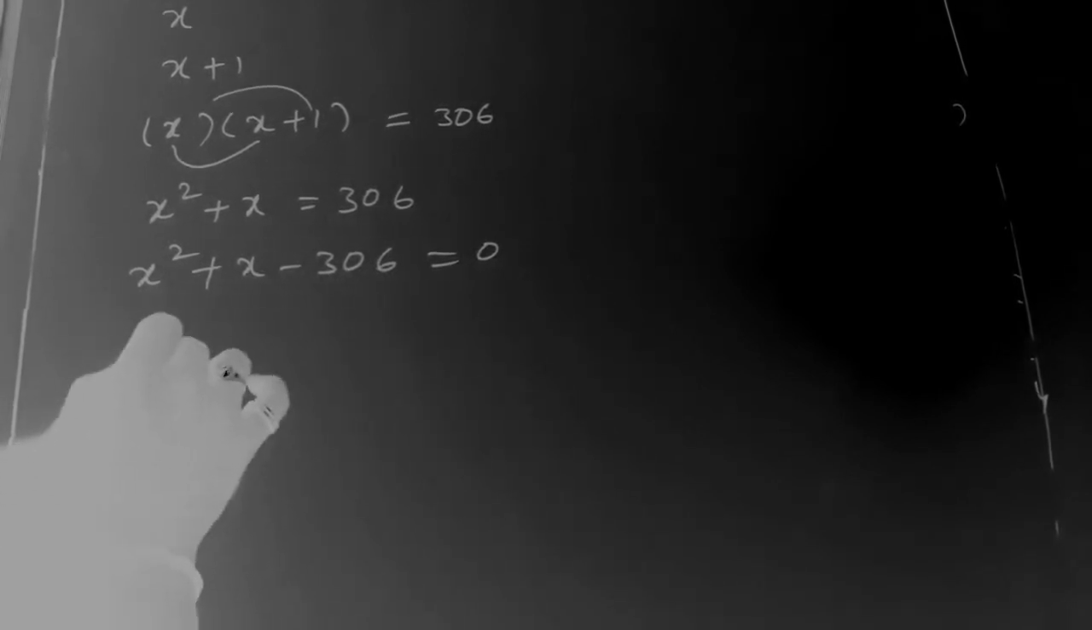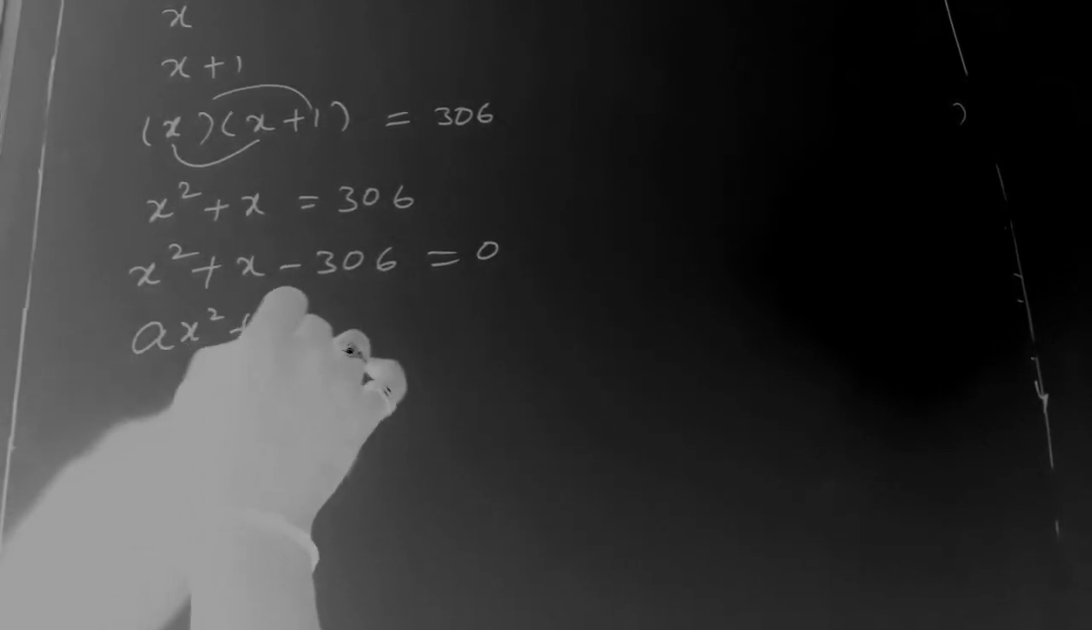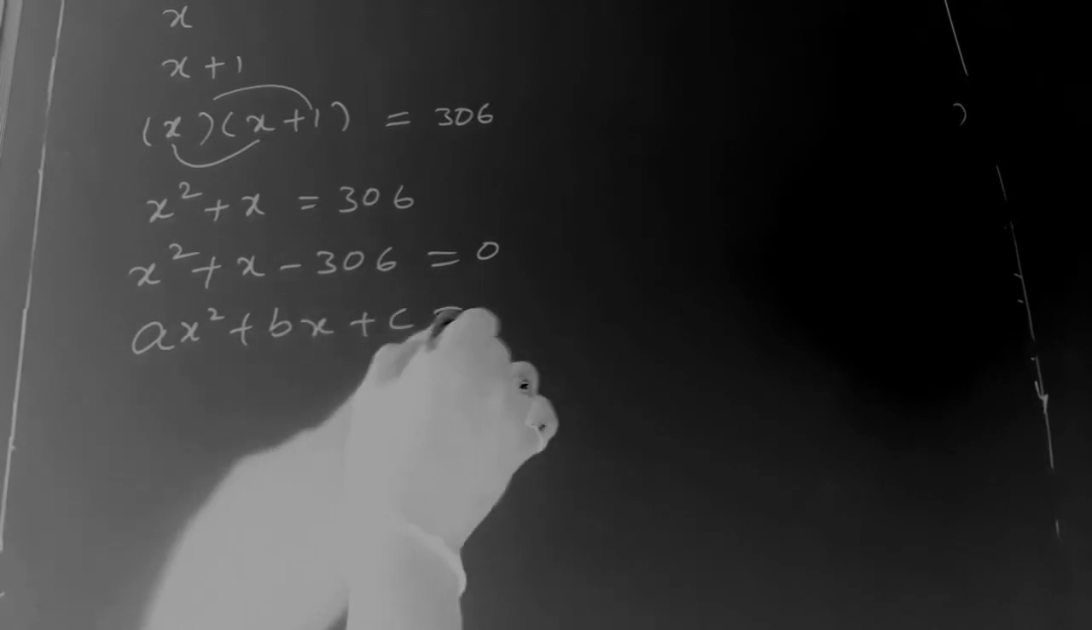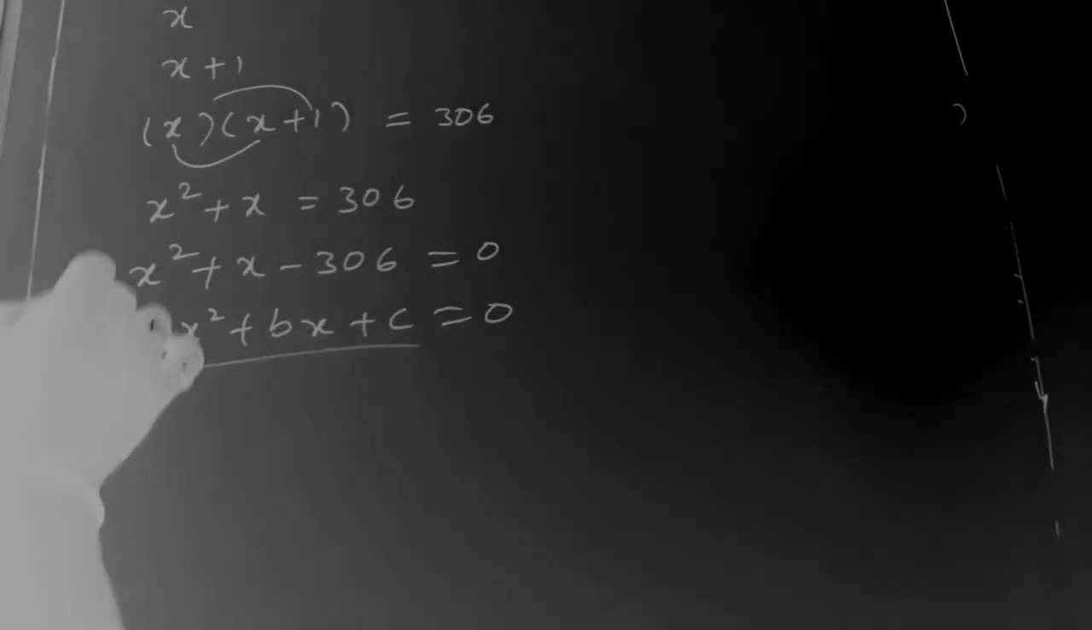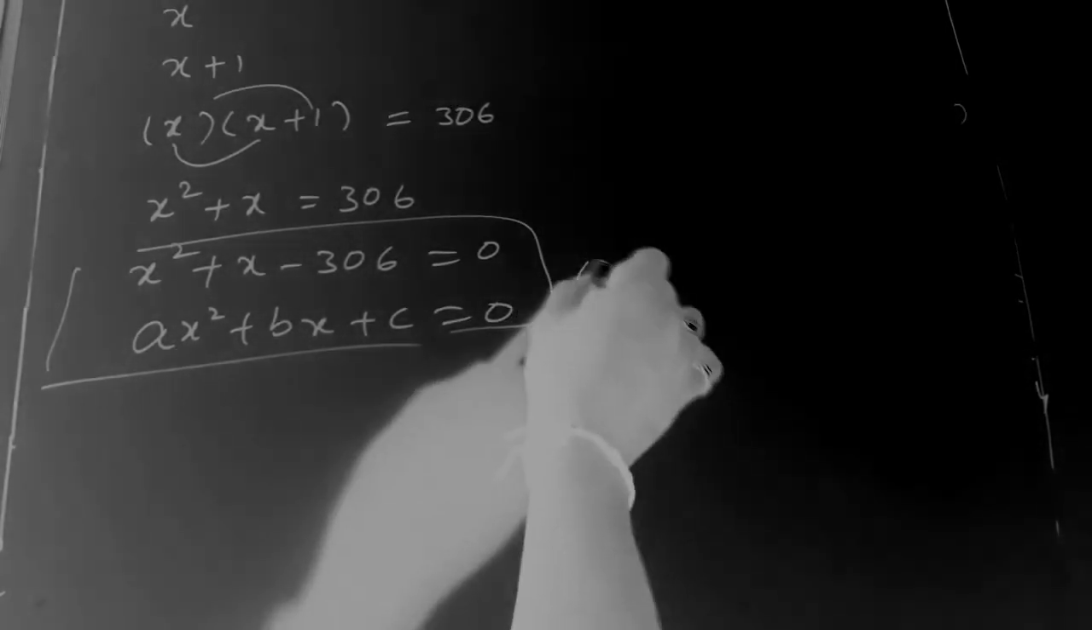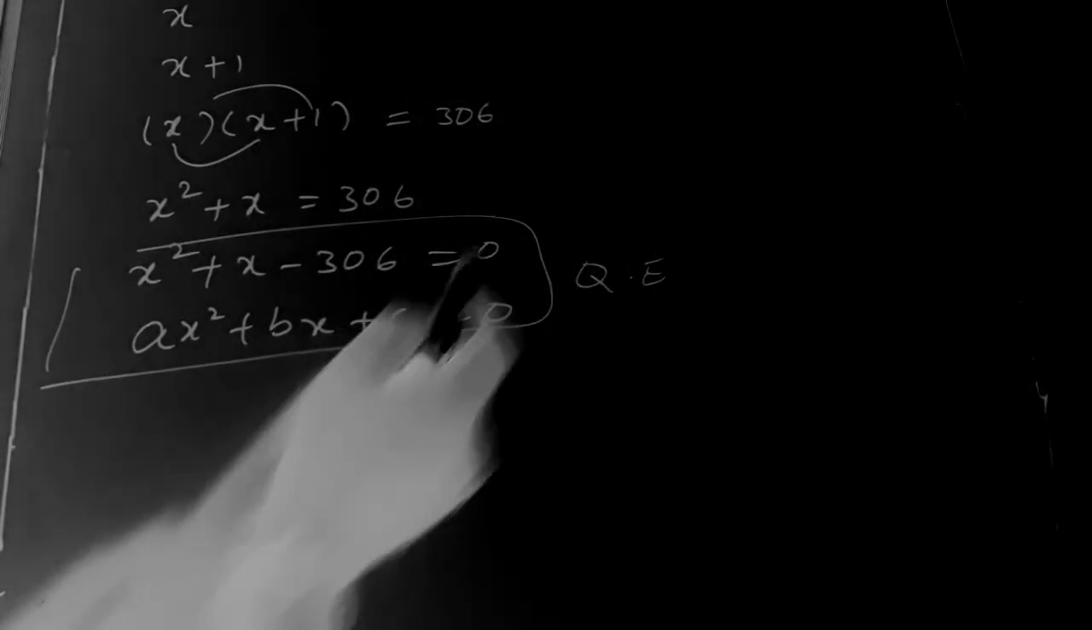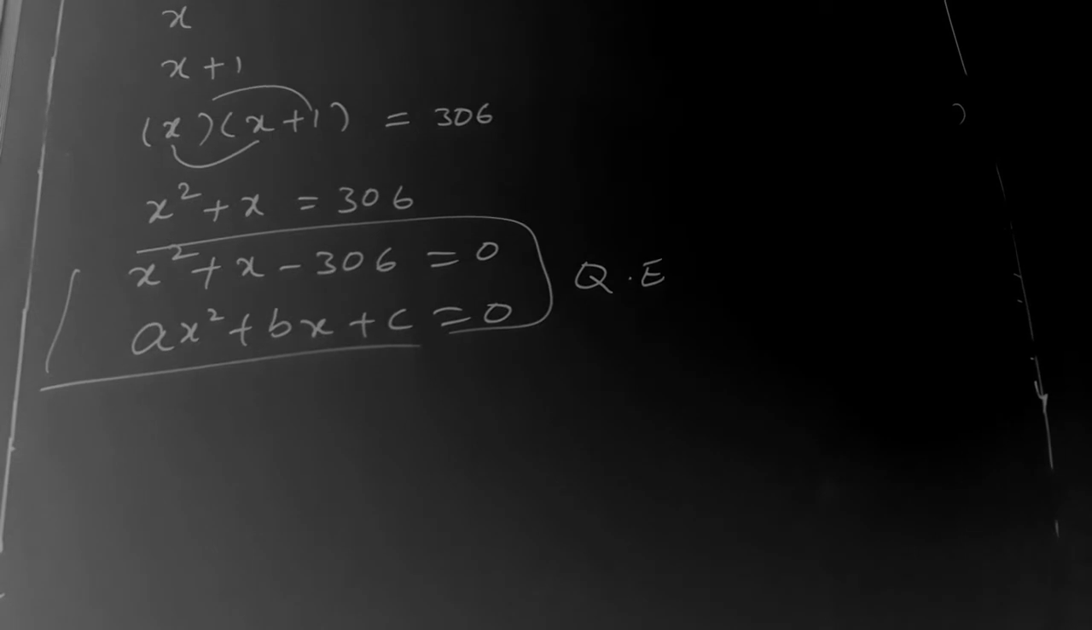If you bring it to the left side, now it is in standard form, ax square plus bx plus c equal to 0. Therefore it is a quadratic equation. So like that, we just have to represent, no need to find out the values.